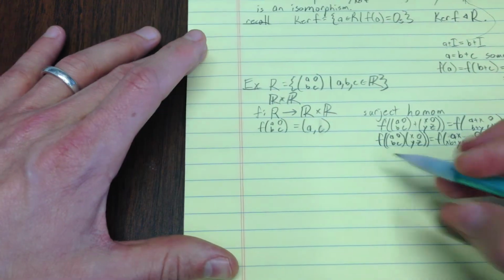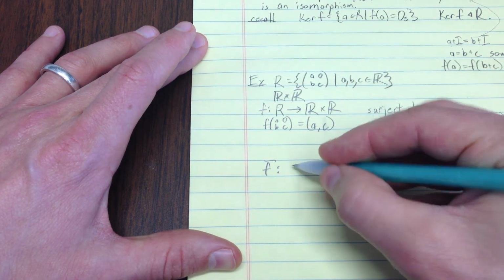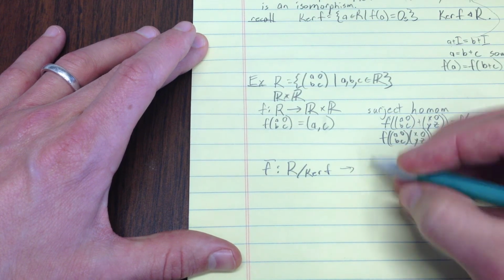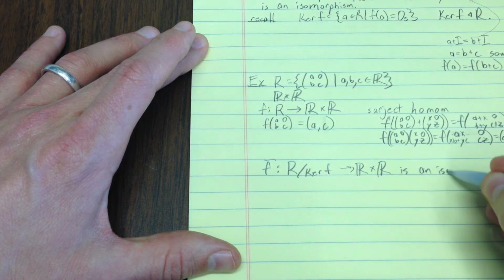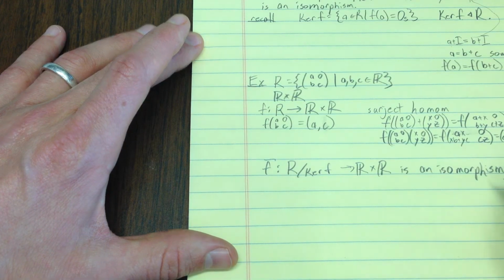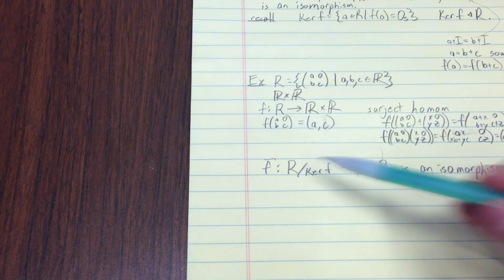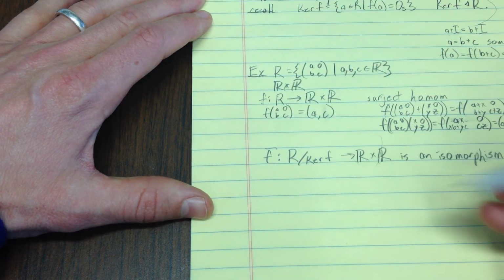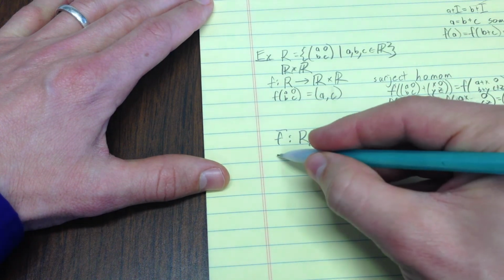So the first isomorphism theorem says that F bar, going from R mod the kernel of F to R cross R, is an isomorphism. So let's imagine that you don't really know what this quotient ring looks like. You're pretty comfortable with R cross R. You'd like to know what this quotient ring looks like. And there was a previous video where we talked about that quotient ring, but I didn't call it kernel of F. I actually talked about what kernel of F was.